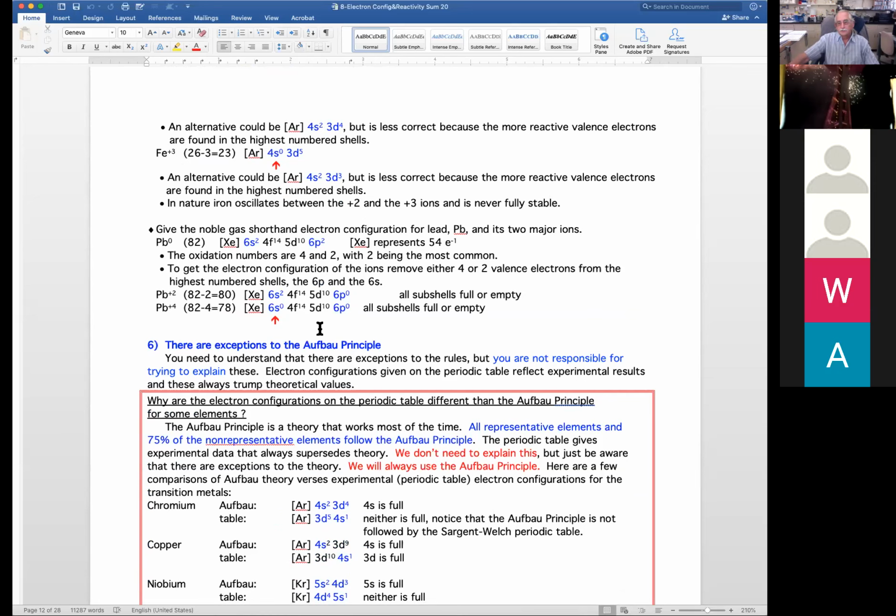So in every case, if I left something empty, I didn't just let it disappear. I put it there, and I put the red arrow there to bring that to your attention. So why would the lead-4 ion be particularly stable? Completely empty, completely full, completely full, completely empty. What about the lead-2? Completely full, completely full, completely full, completely empty.